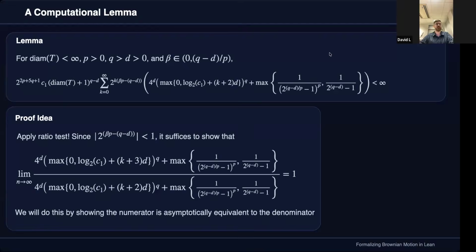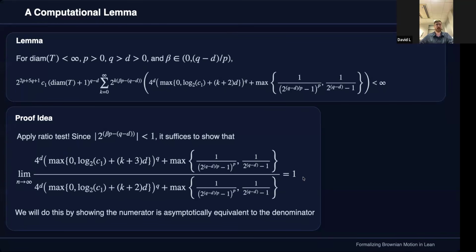So what's the idea to prove this? Well, the idea is to apply the ratio test. So we drop this constant and then apply the ratio test, because using these conditions we can show that this is less than 1. So it actually suffices to prove that the limit as n goes to infinity of this whole thing equals 1.